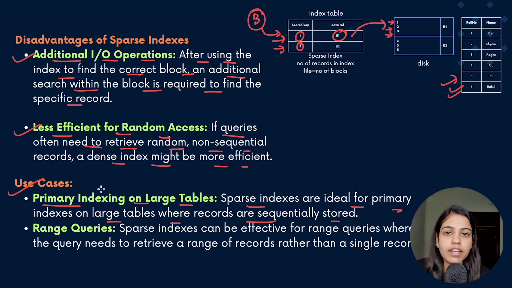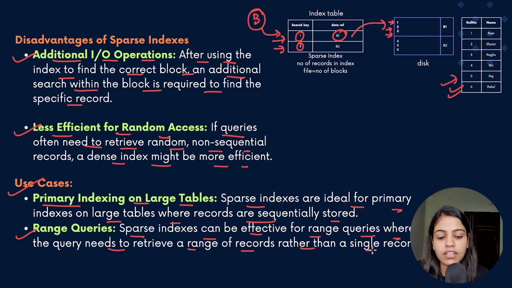It's better to go to the index table of the sparse index and then search for the data, go to the pointer and fetch that particular value. Now the second one is range queries. Sparse indexes can be effective for range queries, where the query needs to retrieve a range of records rather than a single record.